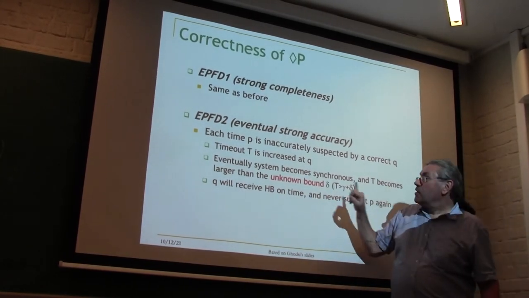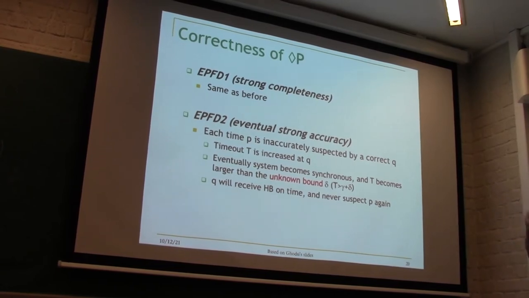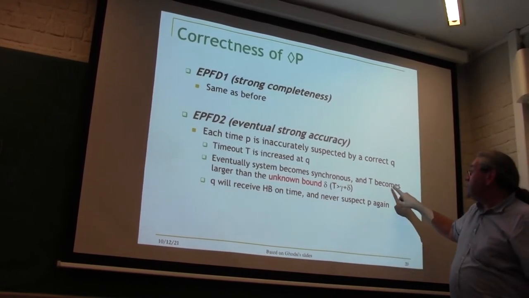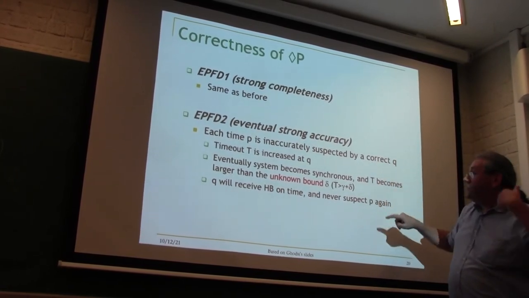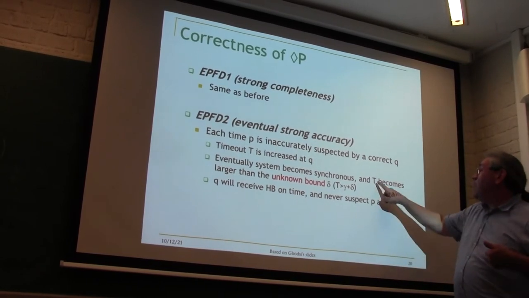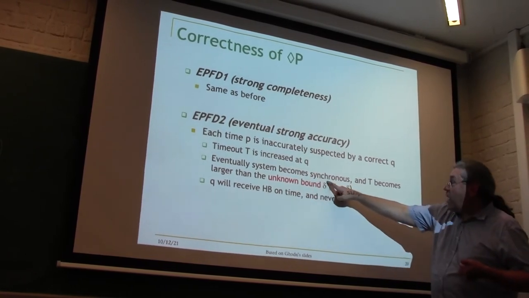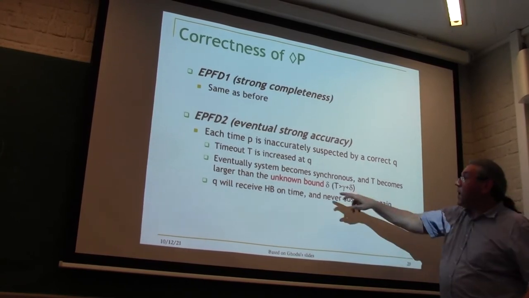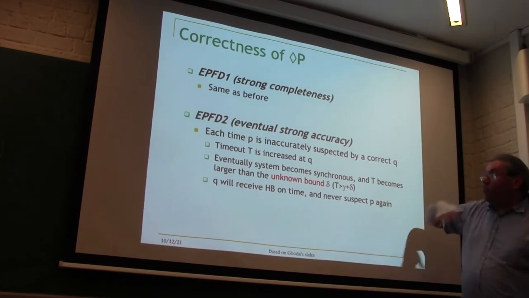So we know the system is eventually going to become synchronous. So the longer you run it, at some point it's going to become synchronous. And the second condition is T will get bigger and bigger. As long as we inaccurately suspect, T is going to get bigger and bigger, and eventually it's going to be bigger. So assume now the system has become synchronous, and T is still getting bigger and bigger, and eventually it will be bigger than gamma plus delta. And now we're fine.